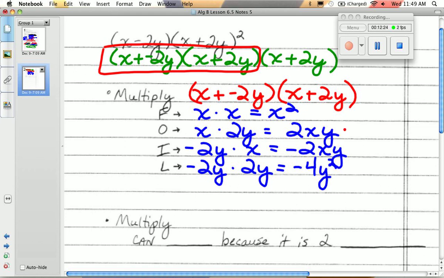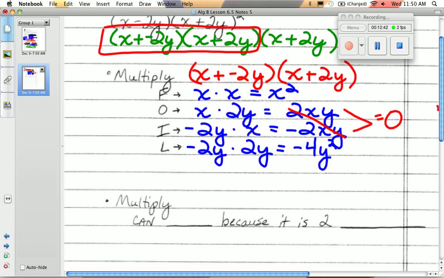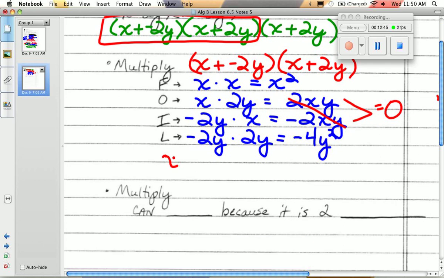Okay, so these are the like terms because they're both xy's. If you have a positive 2xy and a negative 2xy, what happens? That becomes 0, yeah, they cancel each other out. So those become 0, and we don't even need to worry about them anymore. We can just say our result is x squared plus a negative 4y squared. So now we have x squared plus negative 4y squared times that other factor up there that we haven't used yet.